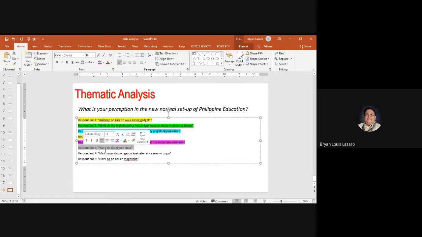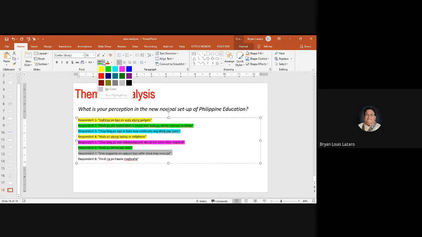Wala po akong pan-data, pareho lang yung wala akong internet. Diba? So, pareho siyang green. Mas maganda po ngayon kasi safer. So, wala namang kapareho yung safer, so iibahin mo siya ng kulay. So, gawin mo siyang red.